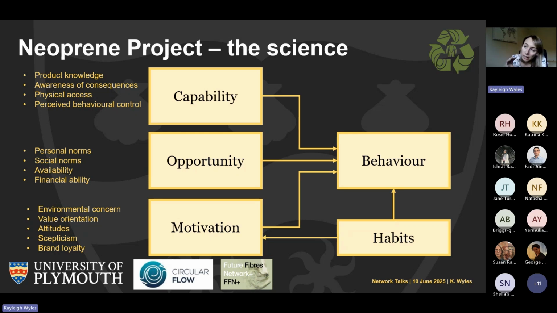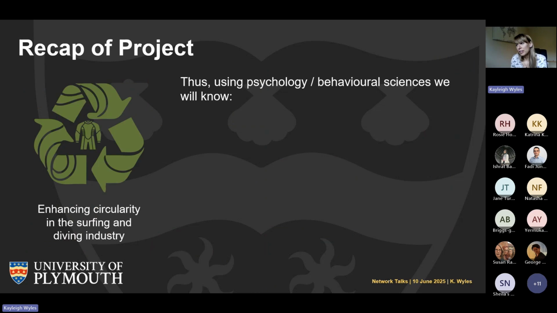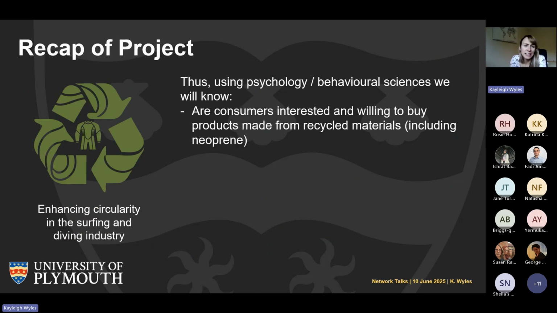So with this project, we'll hopefully unpick a bit more what drives our behaviours. Well, with our data, we'll be able to highlight which of these points are most prevalent and important when it comes to buying. We're focusing on recycled materials as well as recycled neoprene in particular. And then with that, combined with the interviews, we'll be able to actually start to highlight, are consumers actually interested and willing to buy products made from this?